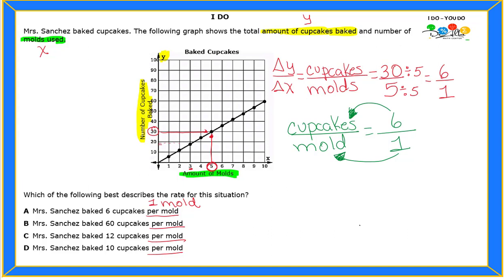So look at the answer choices. Which one helps you to match that? Yes, the only answer choice that matches that is letter A.